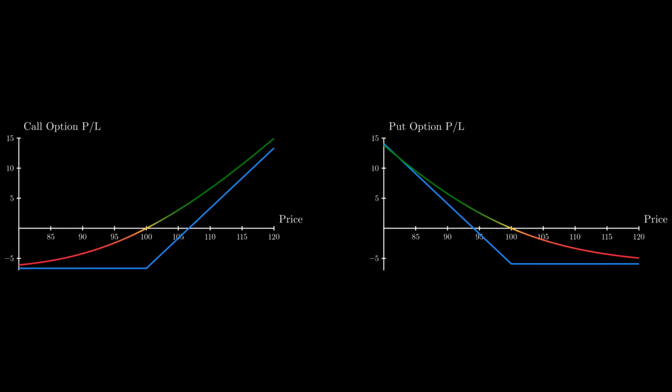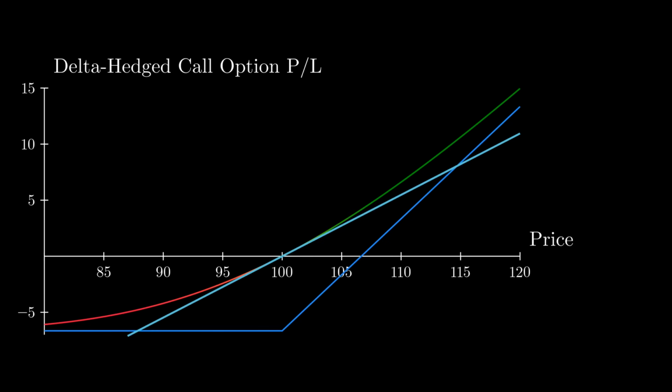This bias towards owning positive convexity doesn't just exist in the options markets. It is present wherever there are financial instruments with convex profit and loss profiles, such as in the bond market, where it is referred to as the convexity bias. But back to our delta hedged option position.